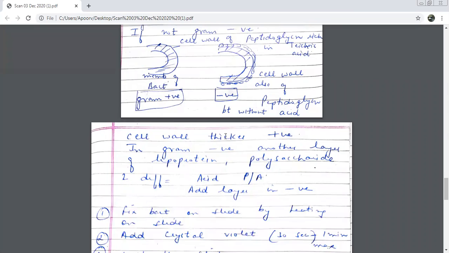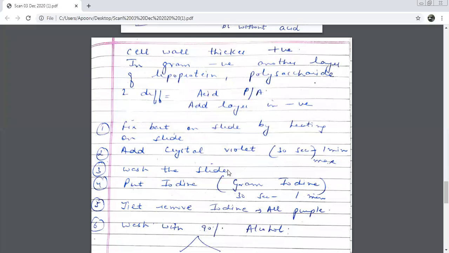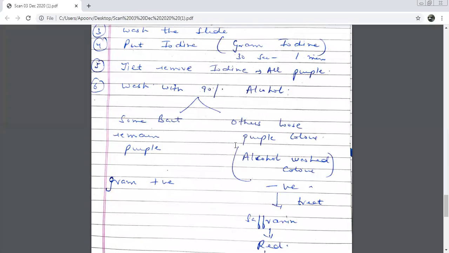So when we do the staining process, the bacteria that take the gram stain, what are these bacteria called? Gram positive. And for those which do not take the gram stain, beta, we can treat them with another stain. What is the name of that stain? Safranin. What color will you get with safranin with gram negatives?